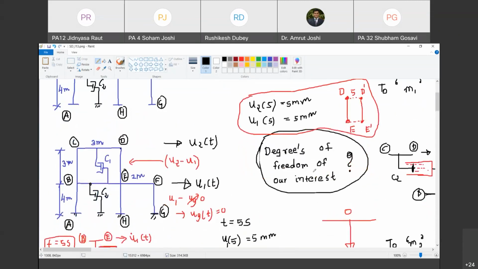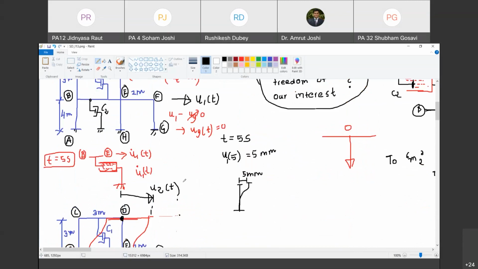Okay. So how many questions have we answered? What are the degrees of freedom that are of our interest? Those are 2 degrees of freedom. Second question that we answered: what causes forces in which type of element? Happy? Yes, sir. Okay. Now let us try to write down the equation of motion.